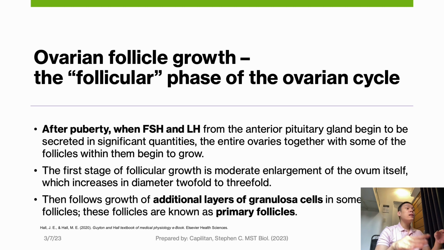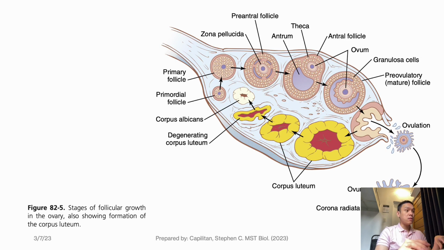After puberty, when FSH and LH from your anterior pituitary gland begin to be secreted in significant quantities, then the ovaries, together with some of the follicles, begin to grow. The first stage of follicular growth is moderate enlargement of the ovum itself, doubling in size, which increases in diameter twofold or threefold. Then follow additional layers of granulosa cells in some of the follicles, and these are called the primary follicles.